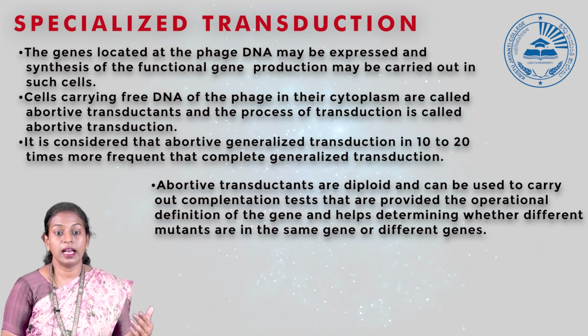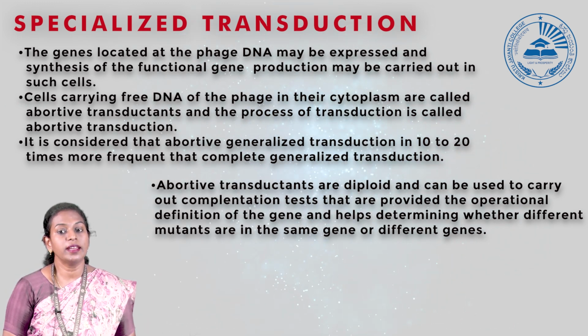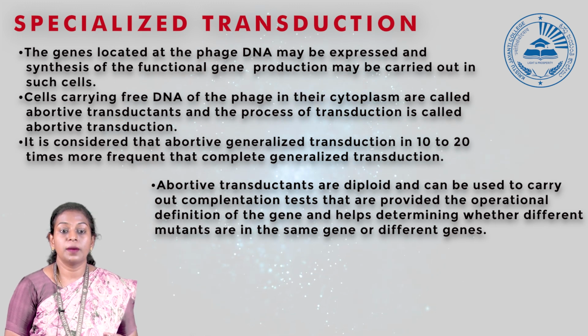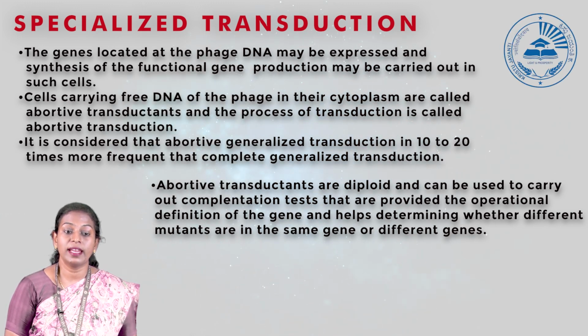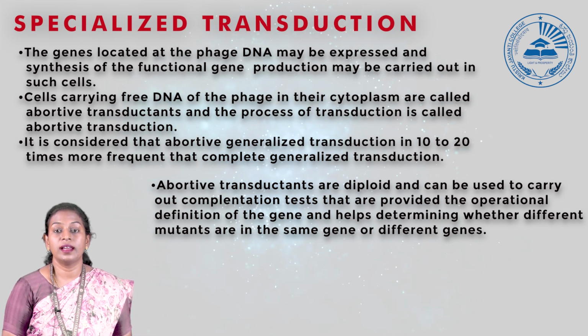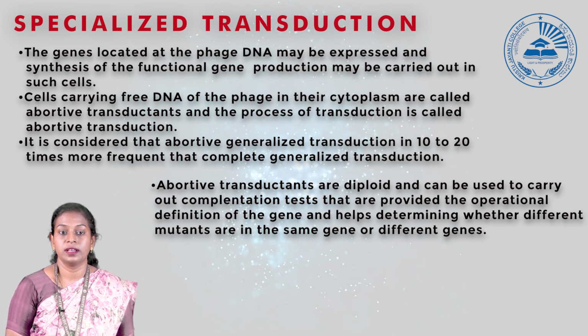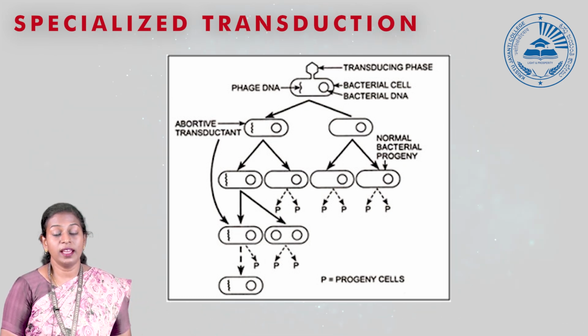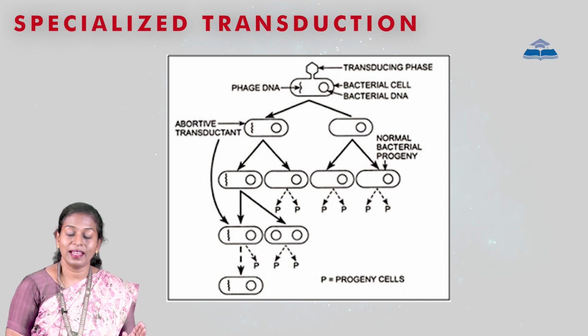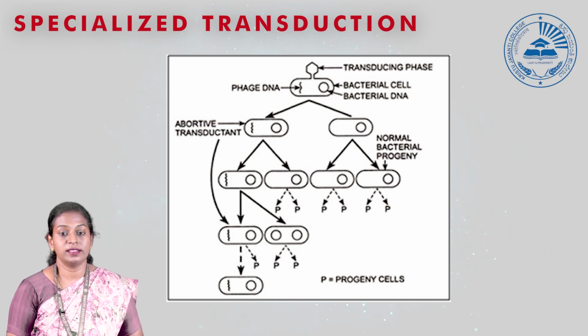Abortive transductants are diploids and can be used to carry out complementation tests, which provide the operational definition of a gene and help in determining whether different mutants are in the same gene or different genes. So this is a pictorial representation of abortive transduction, where you can see that the phage DNA remains as a separate entity along with the bacterial cell.